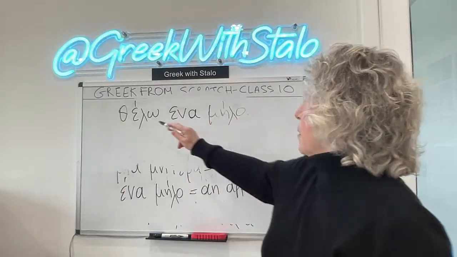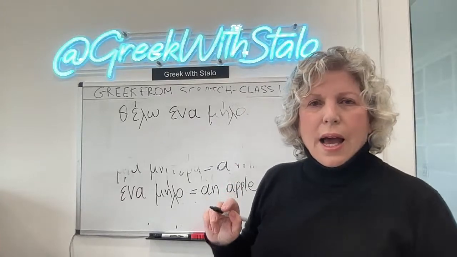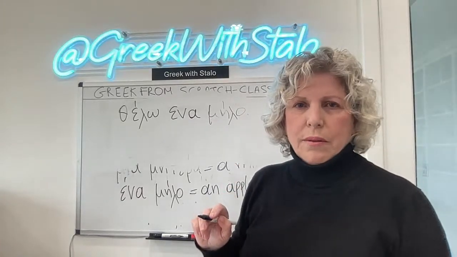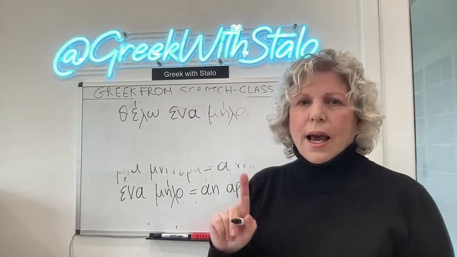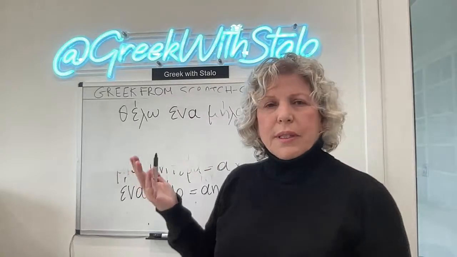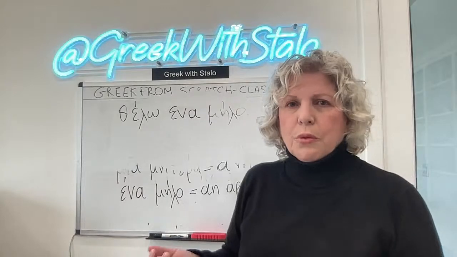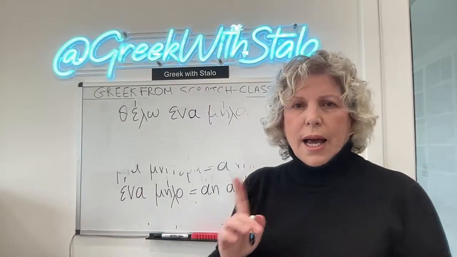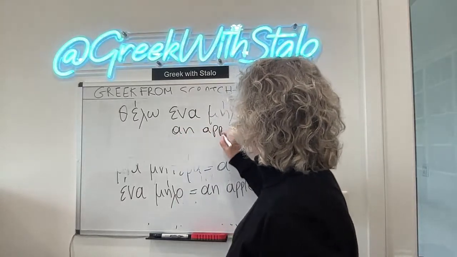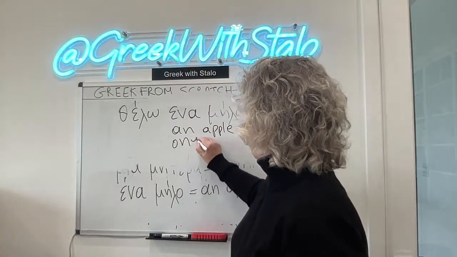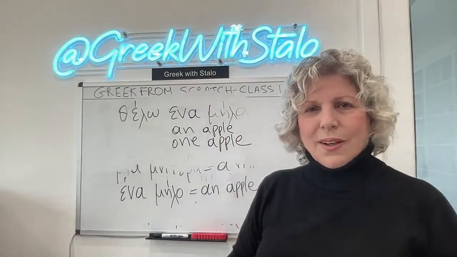so we have this sentence. Θέλω ένα μήλο. I want an apple. Now, this can also mean I want one apple. So that will depend on the context. If someone is asking you, how many apples do you want? You will say, I want one apple. So this can be either an apple or one apple. Okay?